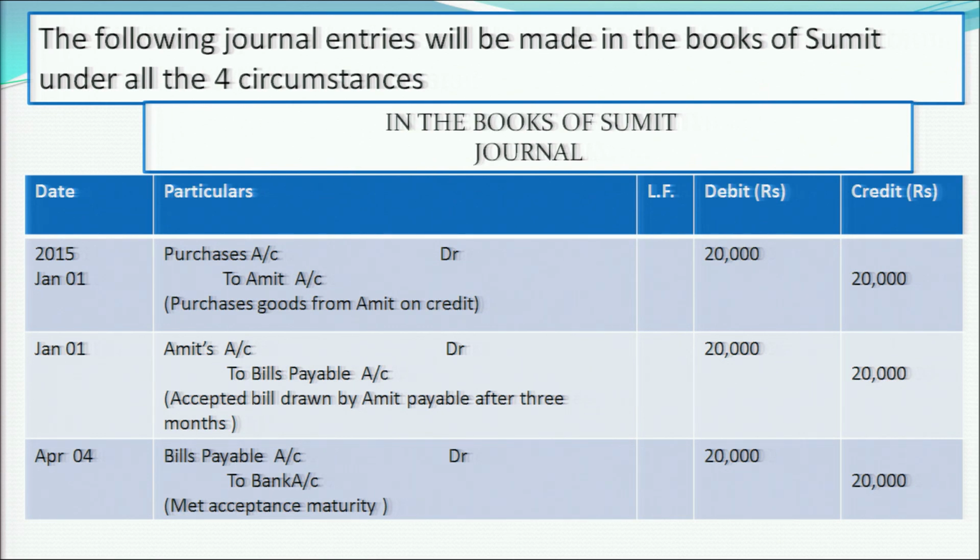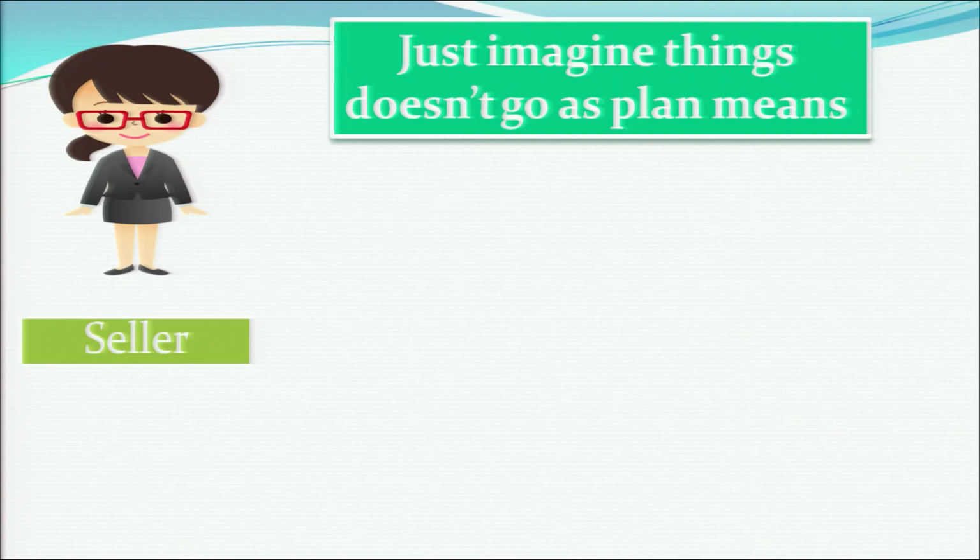So I hope, learner, the three situations are very clear, right? So let us understand how the seller thinks. Just imagine, things don't go as per the plan. The seller has thought on the maturity date, I will get the money. So the seller thought on 4th of April, I will get the money from Sumit. But he didn't get it.